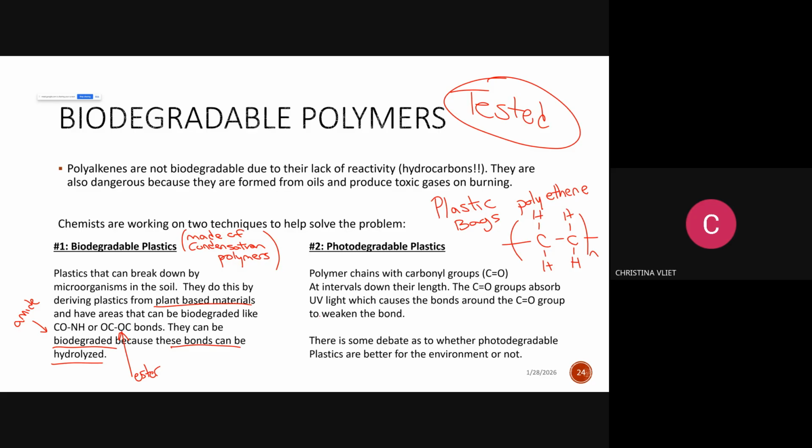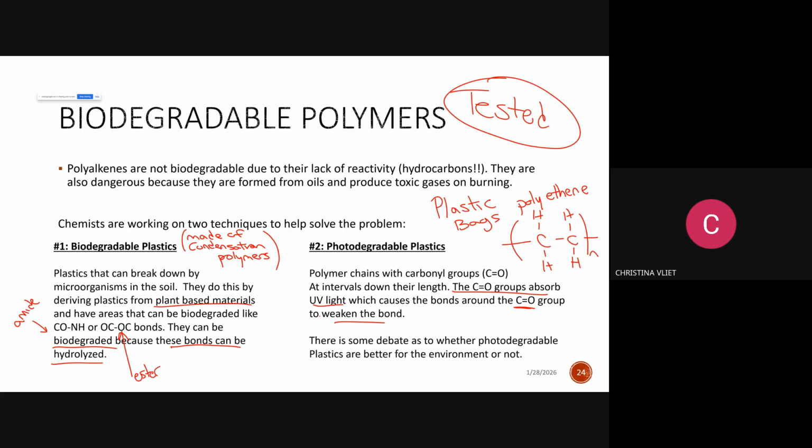They also want you to be aware of photodegradable plastics. You don't have to memorize the idea. The only thing you have to know is that some plastics are photodegradable. You don't have to outline the process. You just have to say that's a possibility. And photodegradable plastics actually absorb UV light, which causes the bonds on the CO group to weaken, which makes it more reactive. And so it absorbs light, it vibrates, and then it becomes more reactive. But you have to have the C double bond O there. So the carbonyl group, like an aldehyde or a ketone.